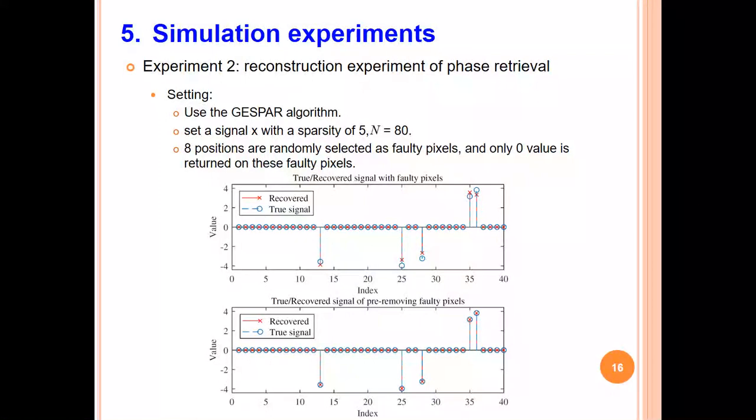The second experiment is a reconstruction experiment of phasor retrieval. Here we use Gaspar algorithm to test our method. The results show that if the faulty pixels are not eliminated, the reconstruction result of the Gaspar algorithm has a certain error, but after adding the method of pre-removing the faulty pixels proposed in this paper, this error is effectively eliminated.